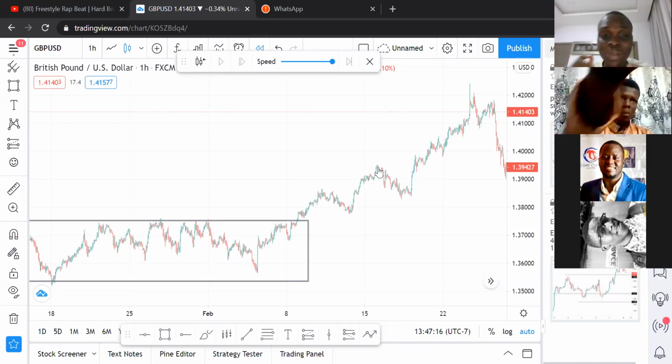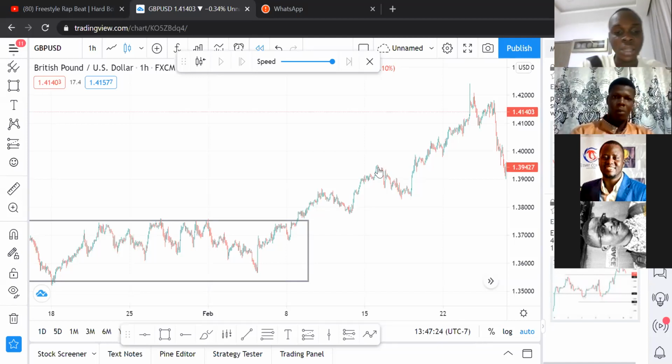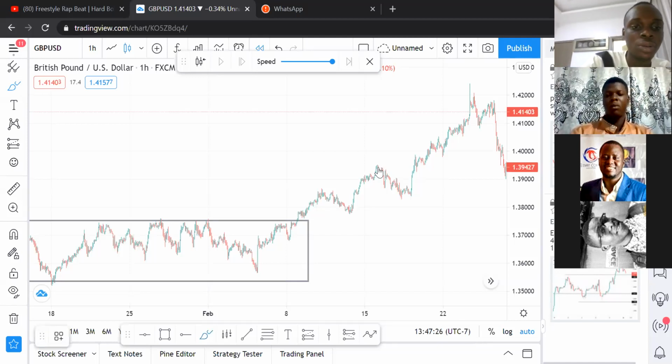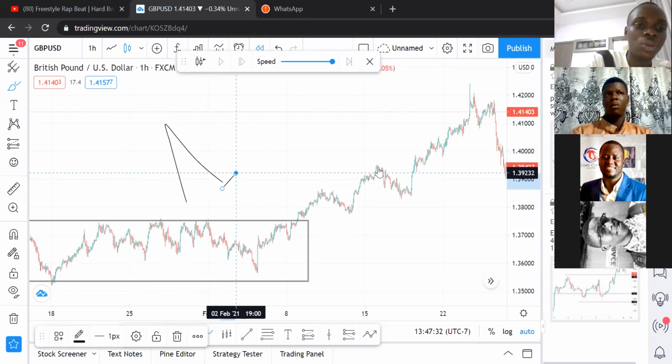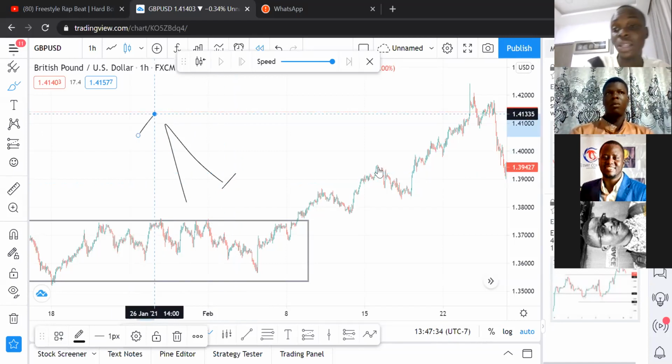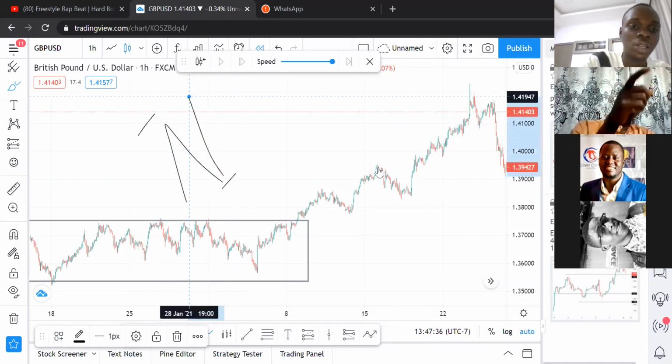Now, let me explain to you the concept of higher highs and higher lows. Maybe it can help you in taking profit. When you open your chart and you notice the market is in an uptrend, it creates a higher high, higher low. Now, if you want to enter the market, let me give another example.